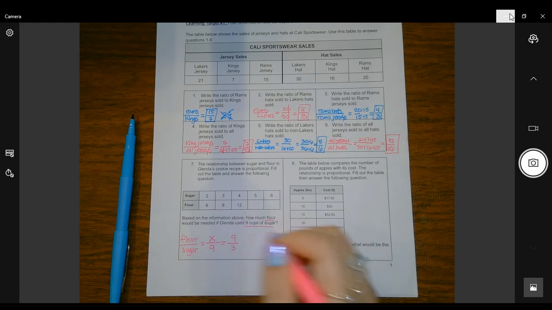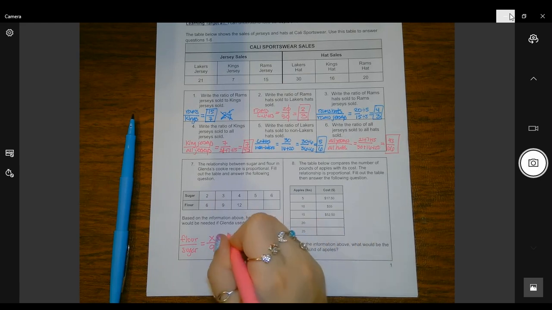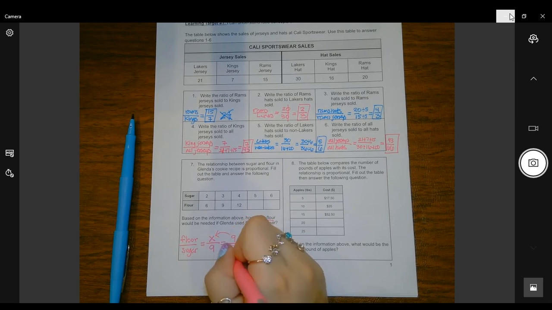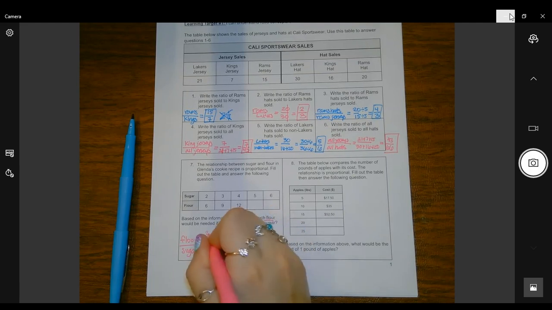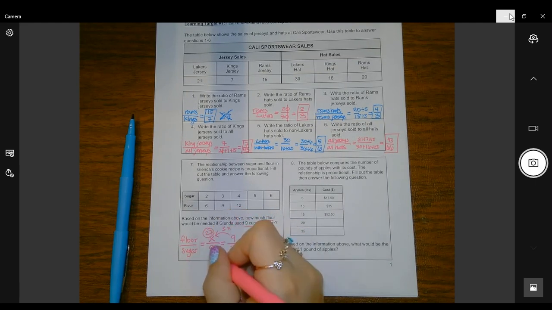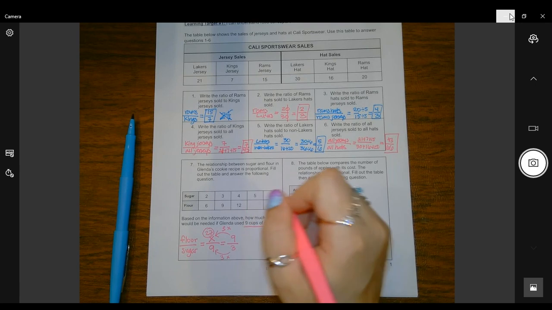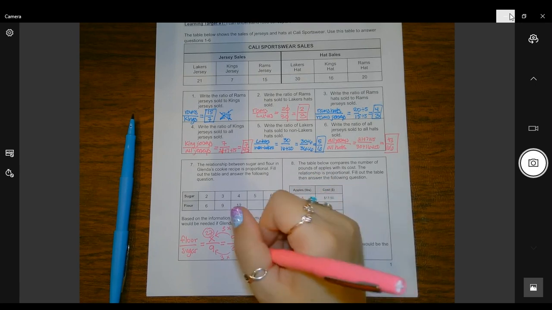And when I go ahead and figure that out, let's see, always go toward your unknown. So go this way. How do you go from 3 to 9? That's if you multiply by 3. So then multiply this number by 3. 9 times 3 is 27. So that means when you have 9 cups of sugar, you're going to require 27 cups of flour. Okay. So that answered this question.